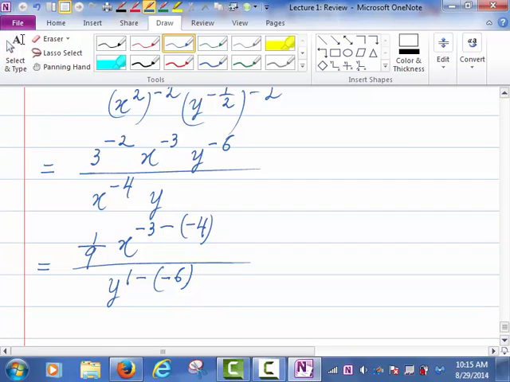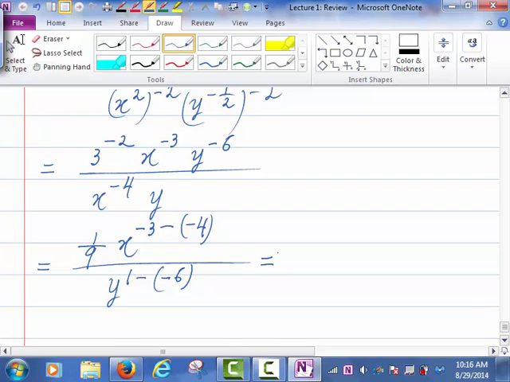The reason I did that is because I want the exponents to be positive. So because the exponent negative 3 was bigger than the exponent negative 4, I subtracted up in the numerator. Because for the y, 1 is bigger than negative 6, that's why I subtracted in the denominator for y.